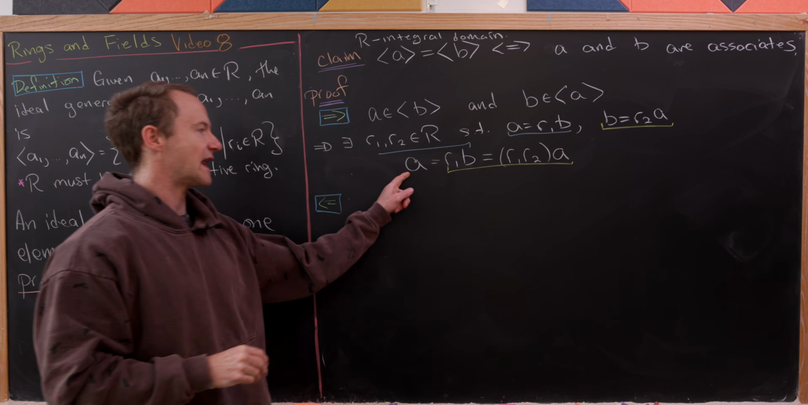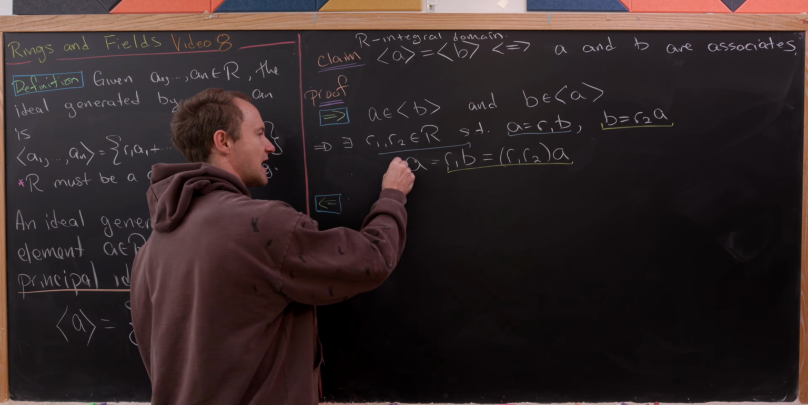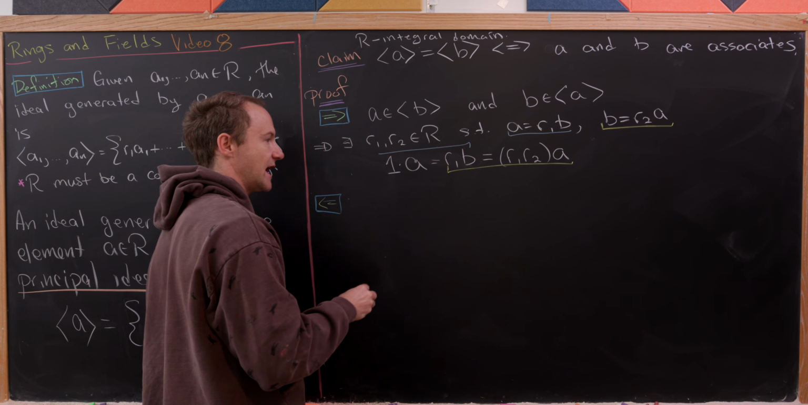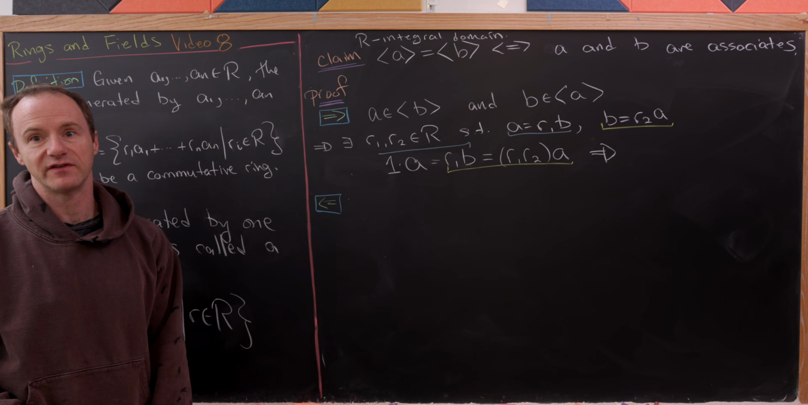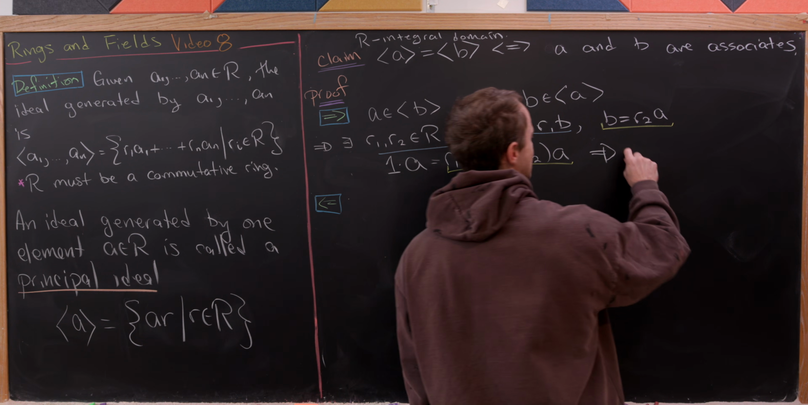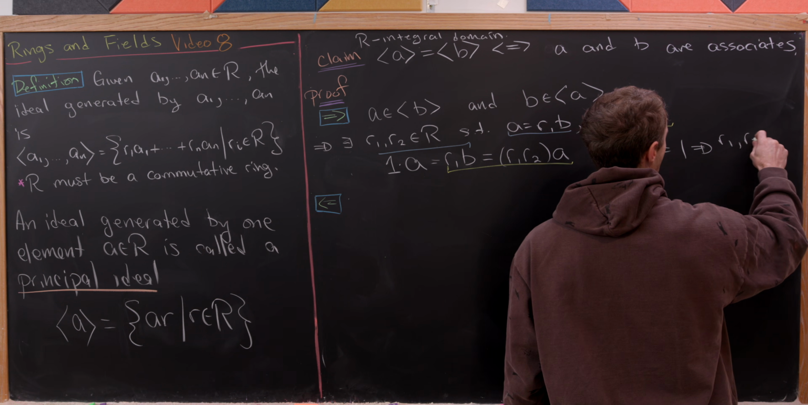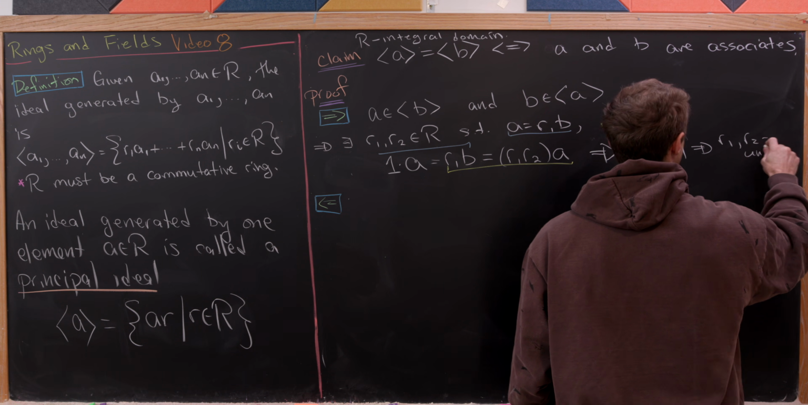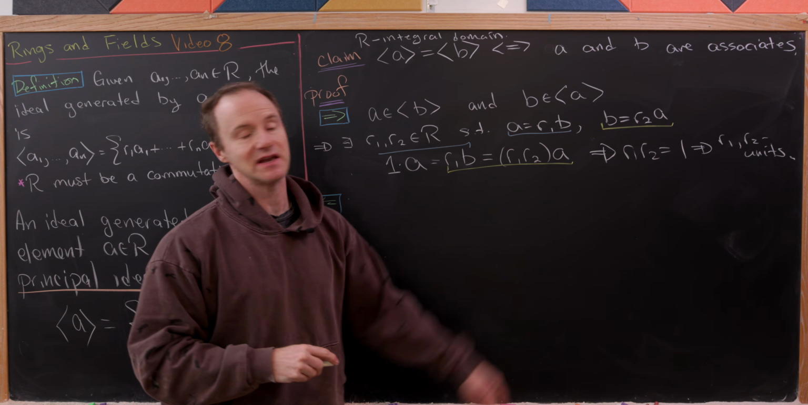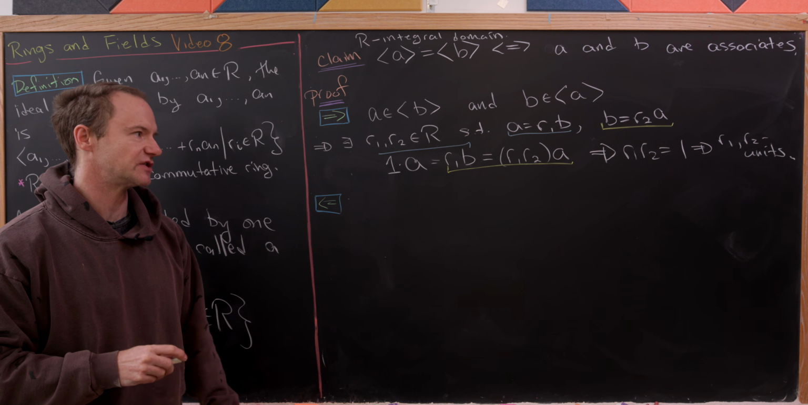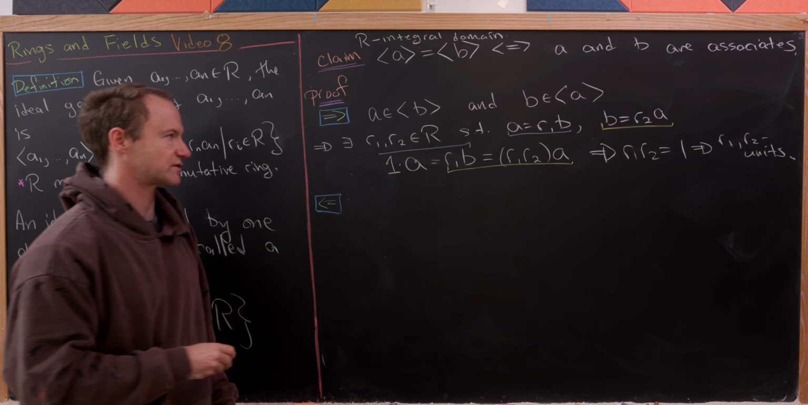But now observe we've got A is equal to R1 times R2 times A. But I'm going to take this A over here on the left and write it as 1 times A, and then use the fact that inside of an integral domain, I have cancellation. So that tells me that R1 times R2 is equal to 1, but that means that R1 and R2 are units. But if R1 and R2 are units, that means that A and B are associates by the definition of being associates. So that finishes this forward direction. Now let's look at the reverse direction.